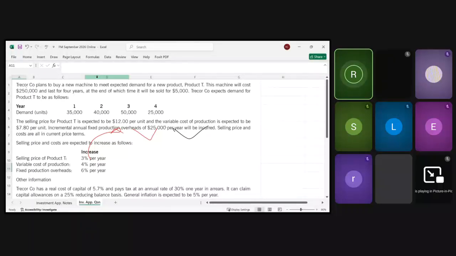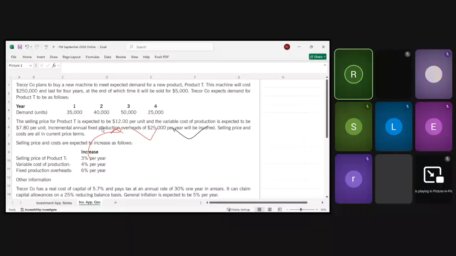Incremental annual fixed production overheads. So it means that these are incremental fixed costs. They are relevant. 25,000 per year will be incurred. Selling price and costs are all in current price terms. This means that the $12, $7.80 and the 25,000 that were given there are not inflated, they are in real terms.